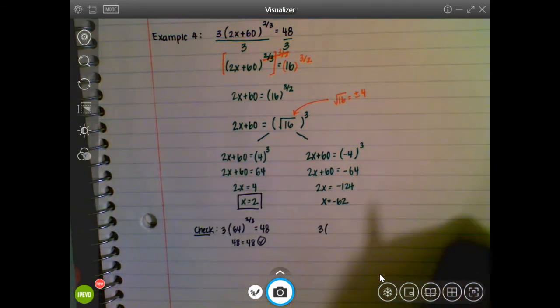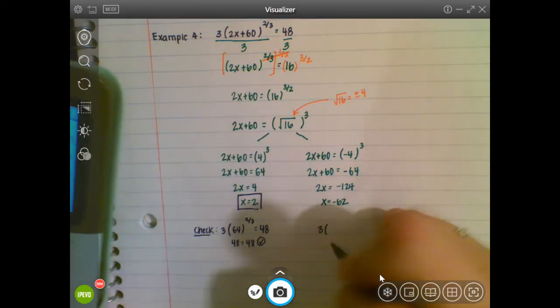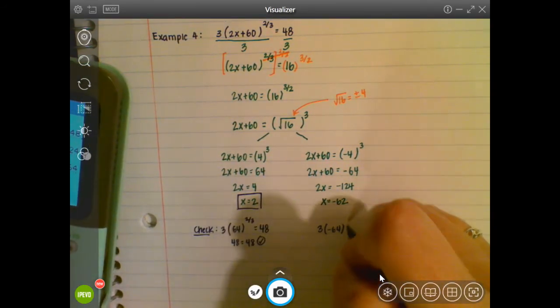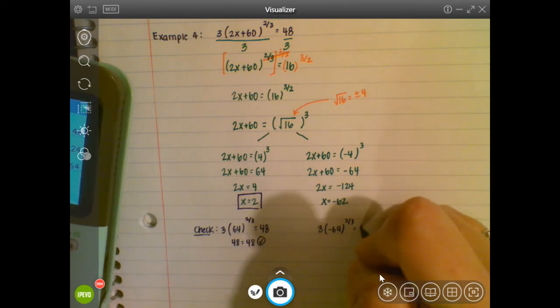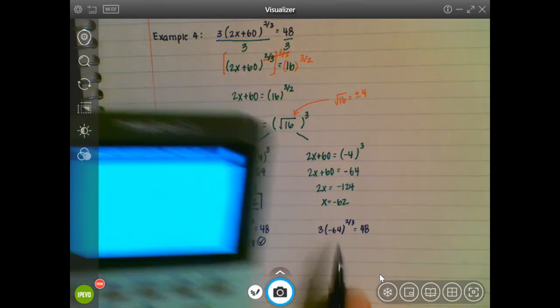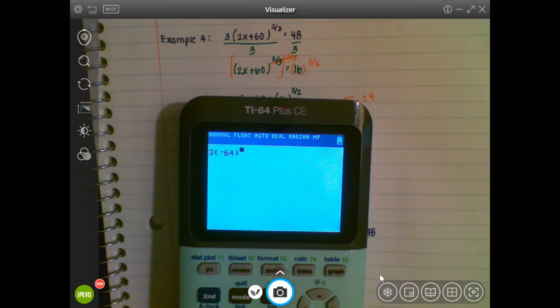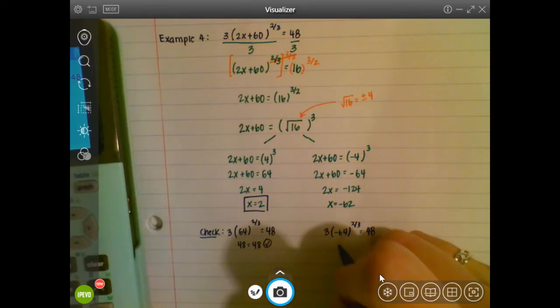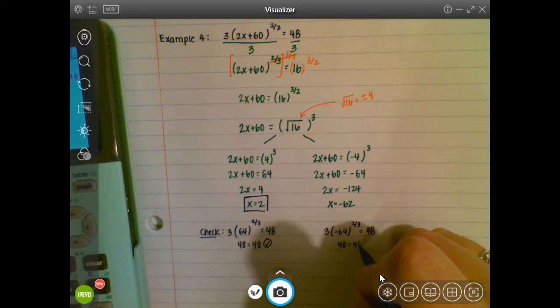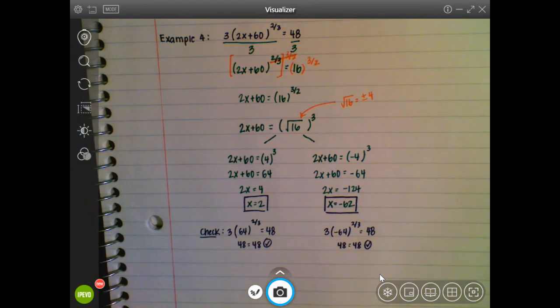So 3 times the quantity 2 times negative 62 plus 60. And the quantity there is negative 64 raised to the 2/3 power. And I'm hoping that when I simplify this side of the equation, I am going to get a 48. So I'm going to just use my calculator again to help me. So 3 times negative 64 raised to the 2/3 power is 48. So 48 is equal to 48. That one checks out. So our x value of negative 62 also works.